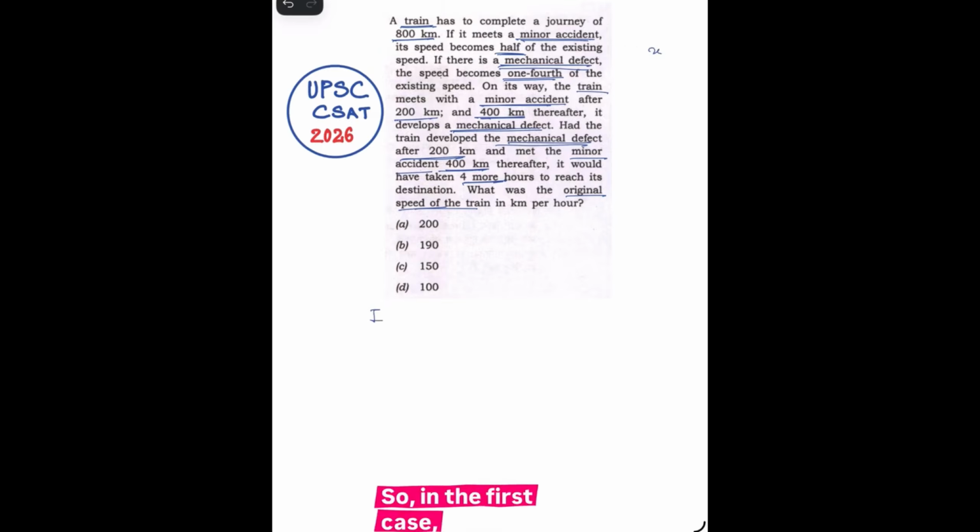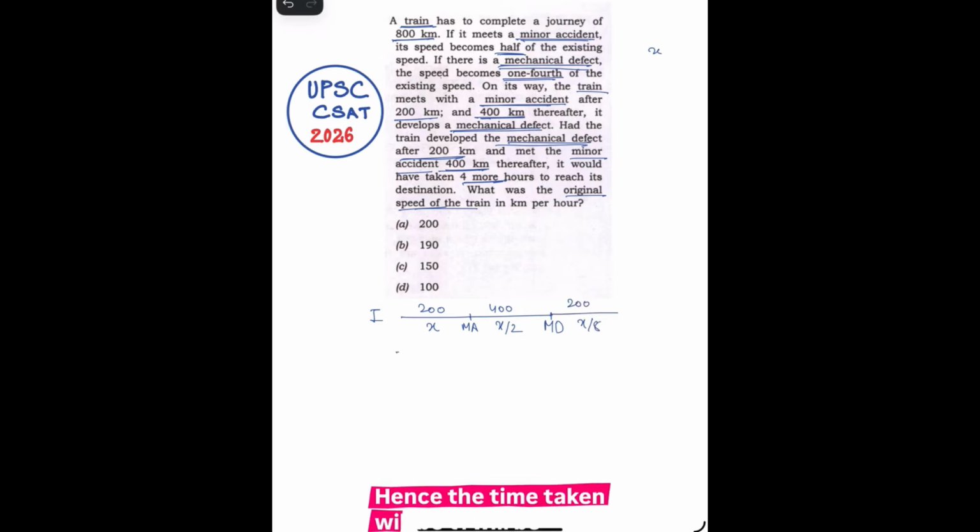So in the first case, for the first 200 kilometers, the speed is x. After that, the train meets with a minor accident. Hence, the speed becomes half of the existing speed. So it will be x by 2. This continues for 400 kilometers, and after that, the train develops a mechanical defect. Hence, the speed will be 1/4 of the existing speed. So it will be 1/4 of x by 2. Hence, it will be x by 8. This continues for the remaining 200 kilometers.